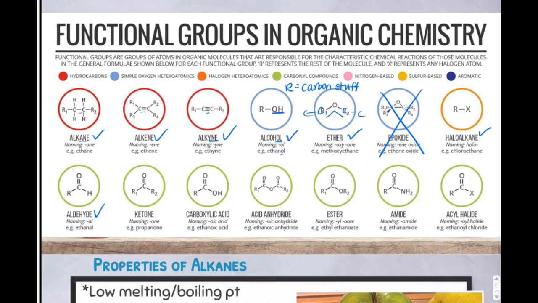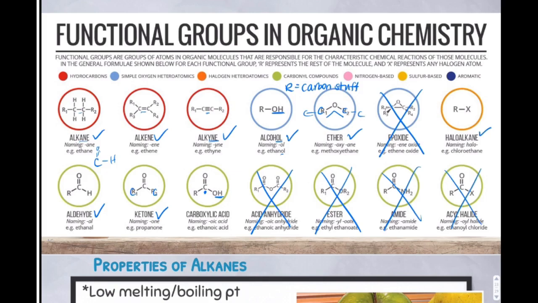An aldehyde is a carbon with a CHO at the end. So C, and then with an OH at the end. A ketone is like an aldehyde, but instead of a hydrogen, it's got other carbon stuff on the outside. And a carboxylic acid has 2 oxygens bonded to a carbon with an OH at the end. Don't worry about anhydrides, esters, amides, or acyl halides.